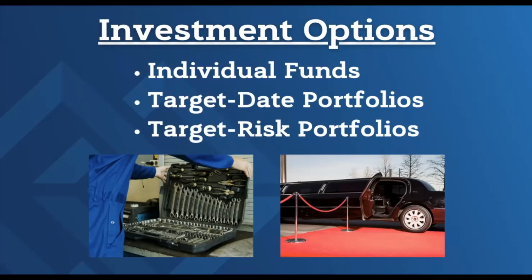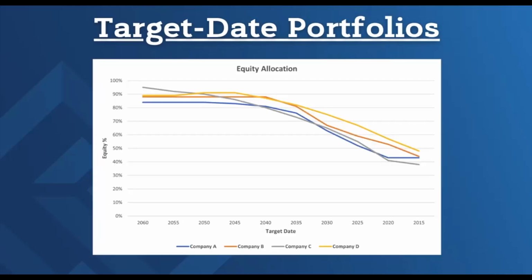If you prefer not to build or manage your own portfolio, you can take the chauffeured approach. Target date retirement portfolios are managed to slowly shift from an aggressive to conservative investment allocation over time, based on your assumed risk capacity. And target risk portfolios are designed to maintain a conservative, moderate, or aggressive asset allocation, but not shift over time. Most plan participants are automatically enrolled in a target date portfolio, with the fund year selected based on their anticipated retirement age, usually 65.